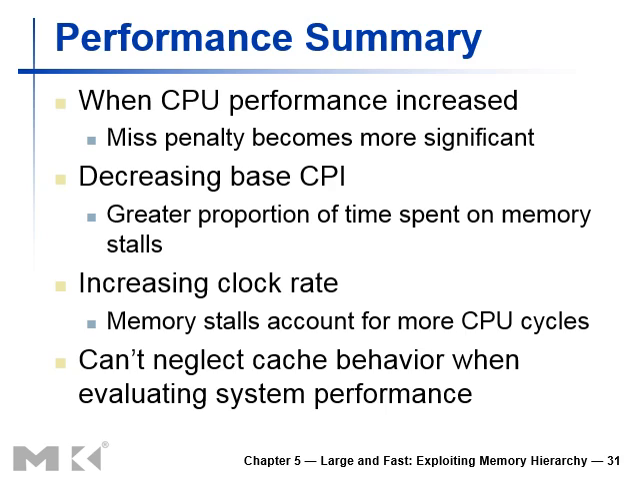Now coming to the performance, in the cases where we've got fewer misses, the CPU performance is increased, and miss penalty becomes more significant in that particular scenario. So what we could do is decrease the base CPI, so that we spend a greater proportion of time on memory stalls, and increase the clock rate. Memory stall accounts for more CPU cycles, and we can't neglect cache behavior when evaluating the system performance. So these are the key factors that determine the performance of the system.